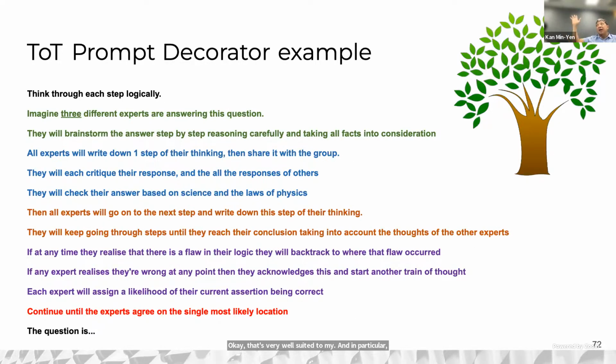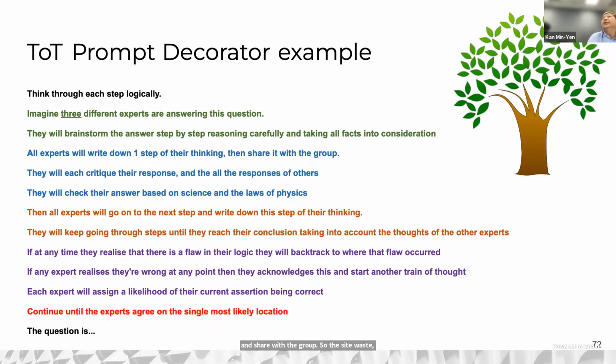So here's an interesting example of a thought prompt decorator. Remember the first step, you have to think through each step logically. This is taken from the COT example. Then we add a few more. Now I've colored it differently so it's easier to read, right? So imagine there were 3 experts. We can have more, but let's use 3. When answering these questions, they will brainstorm the answer step by step, reasoning carefully and taking care of all the factors in consideration. Each of the experts will write one step of the thinking and then share with the group. So the sideways, right?